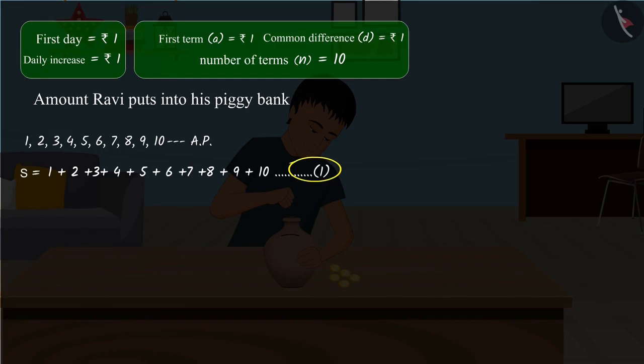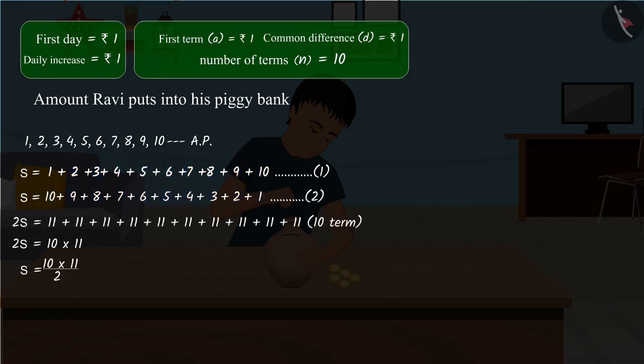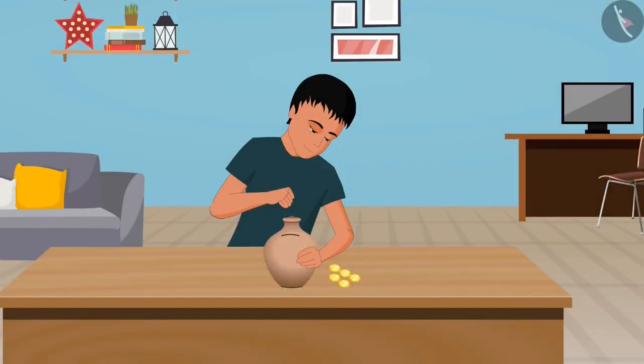By writing the terms of equation 1 in reverse order, we get equation 2. The equations 1 and 2 represent identical values. By adding equations 1 and 2, we get S equals 55. Hence, Ravi has collected a total of 55 rupees in his piggy bank so far.